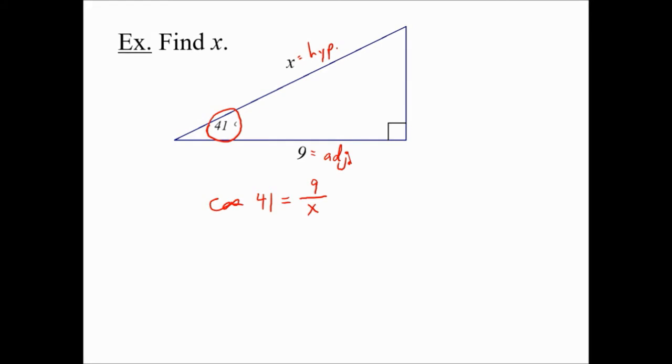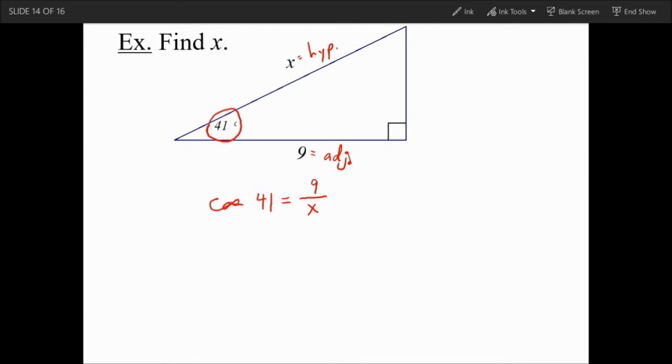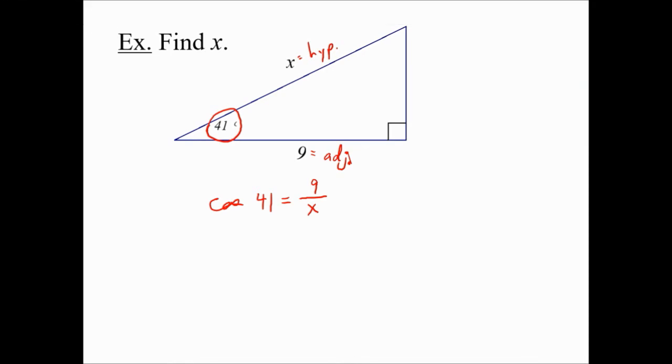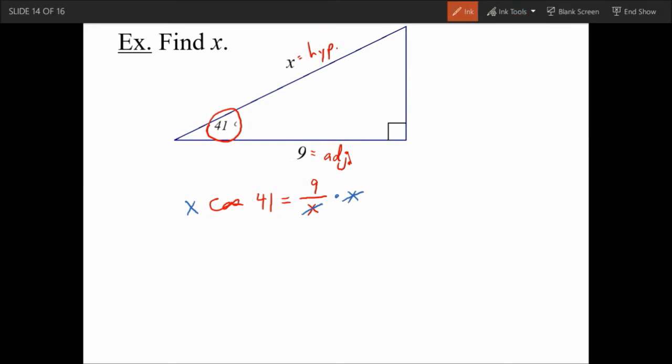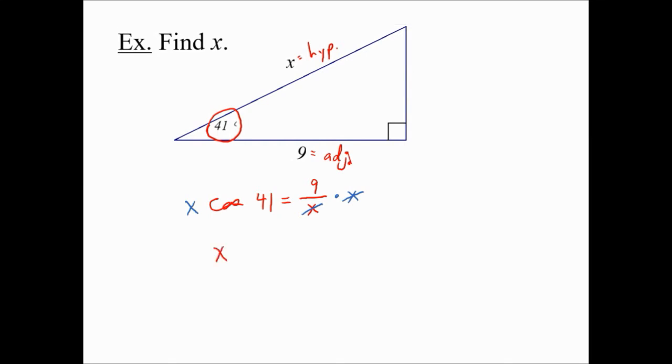So there's the setup. And again, you want to show me this work. You want to show me this equation. This is half the points for the problem right here. Now, to get the x by itself, remember our goal here is to get rid of the fraction. Well, notice this time to get rid of the fraction, I'm going to have to multiply both sides by x. This is a little different. I want the x to cancel with this x on the bottom. We're multiplying both sides by x to make the fraction go away, so I get x cosine 41 equals 9.